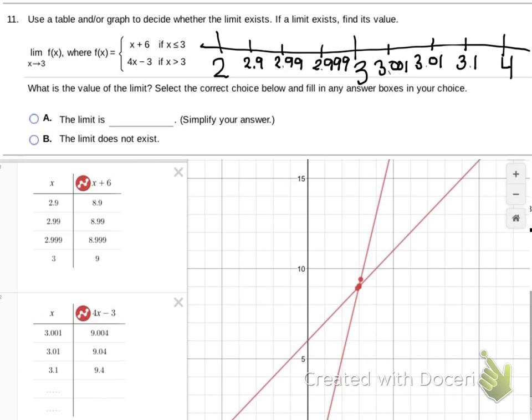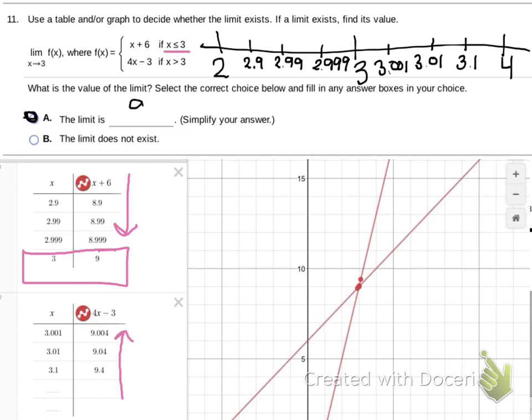Now, 3 is included in the top function, x plus 6. So I'll do the table and then I'll do the graph. I included 3 in my table, but remember you don't include 3, okay? Are the values on the left equal to the values on the right? Are they getting closer to the same value? From the table, it looks like yes, they are both approaching 9.